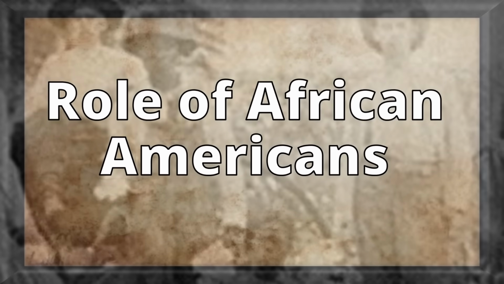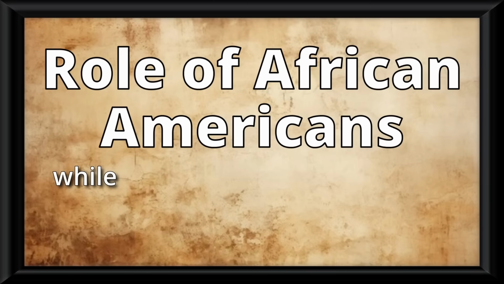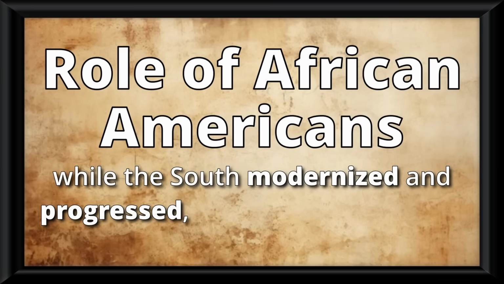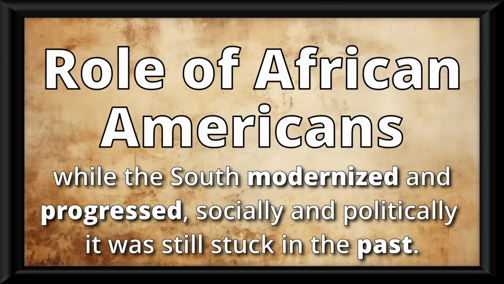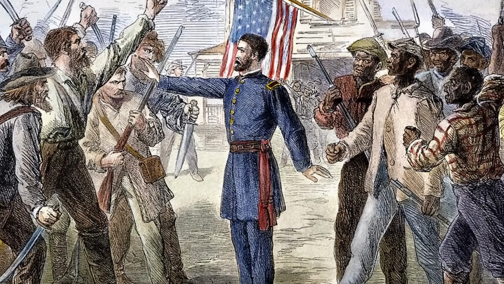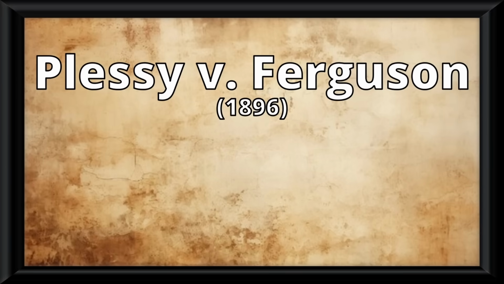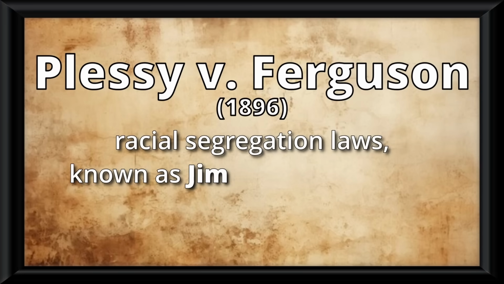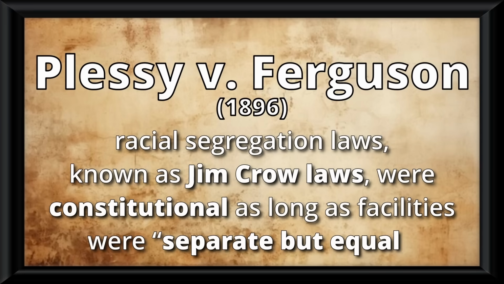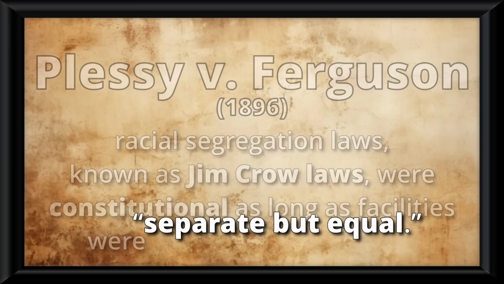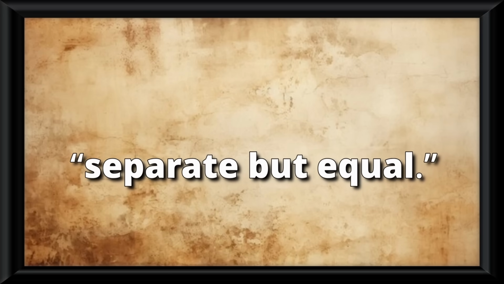However, the other part to this is the role of African Americans. And this is where you see the big contradiction of the new South. Because while the South talked a big game about modernization and progress, socially and politically, it was still stuck in the past. White supremacy didn't disappear at all. And the clearest example of this is the Supreme Court case Plessy v. Ferguson, which ruled that racial segregation laws, known as Jim Crow laws, were constitutional as long as facilities were "separate but equal."